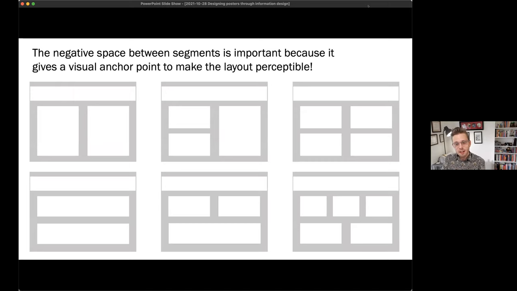Keep in mind that the negative space between segments in any sort of composition like that is really important too. It's important because it gives the visual anchor point that makes the grid or column layout perceptible in the first place. So don't forget that another way to think about the visual design of your poster is based on the negative space between the actual content. A useful exercise sometimes is to take a completed poster and then draw rectangles around all of the content and then fill in all the negative space with a color and see if that gives you a clear idea of the order in which someone should be reading your poster. So negative space is also very important.